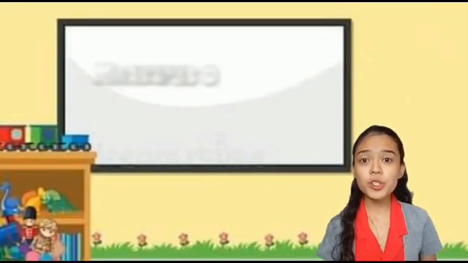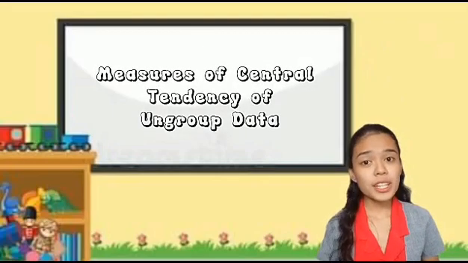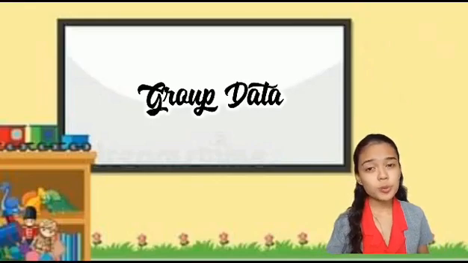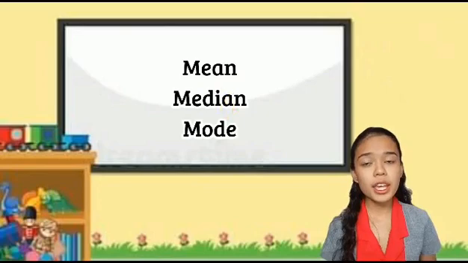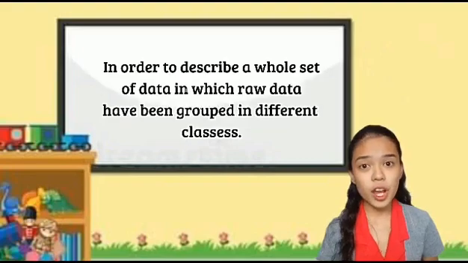Previously, Teacher Raquel had discussed the measures of central tendency in ungrouped data. Now let's move on to grouped data. Just like the ungrouped data, grouped data also has the mean, the median, and the mode as the most common examples of measurement of central tendency in order to describe a whole set of data in which raw data have been grouped in different classes.